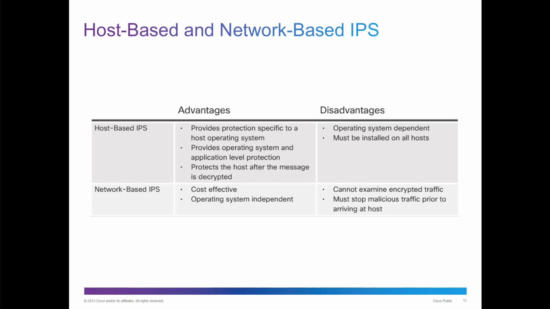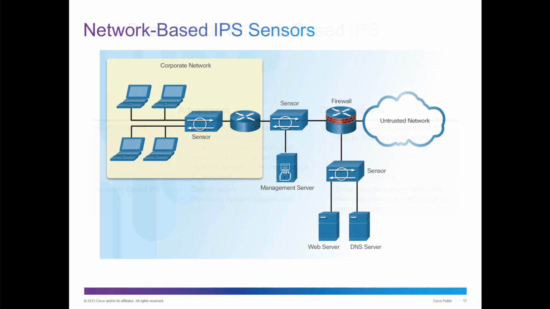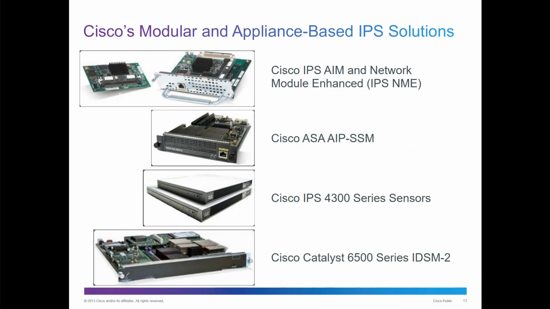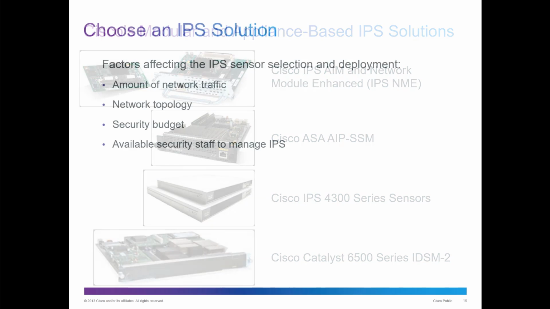Network-based disadvantage, encrypted traffic. Here's an example of network-based. We can have a sensor instead of having multiple sensors on each unit. Cisco does a modular and appliance-based IPS solution. All depends on what your needs are.